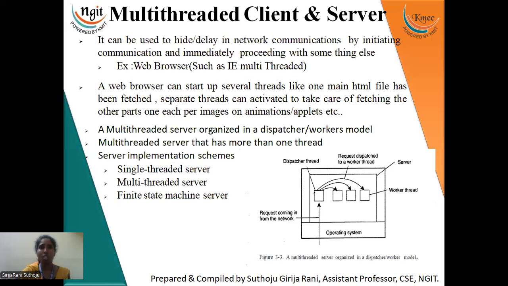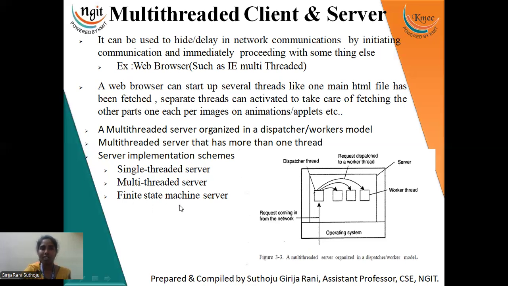Coming to the server perspective, the main agenda is to work for the client. That is what we call the multi-threaded server as the dispatcher-worker model, right? Because once we get one request, we immediately have to work on it and dispatch our output to the client. Once we have received one request from the network, the dispatcher thread will be activated, and the worker threads of the server will work on that request to give the output back to the client.